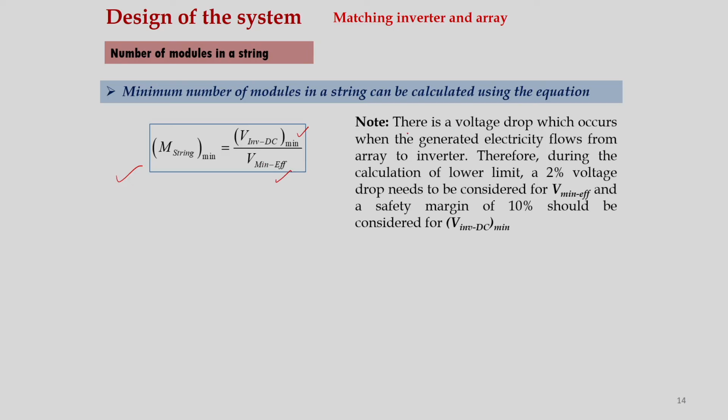Okay. So please note that there is a voltage drop which occurs when the generated electricity flows from the array to the inverter. Okay. So voltage drop will be there. Therefore, during the calculation of the lower limit, a 22% voltage drop needs to be considered for V min effective, and a safety margin of 10% should be considered for V inverter DC. So when we are doing very precise calculation, we need to remember these two conditions. Okay. So how we are going to use those values for calculation of the minimum number of modules in a string, right.